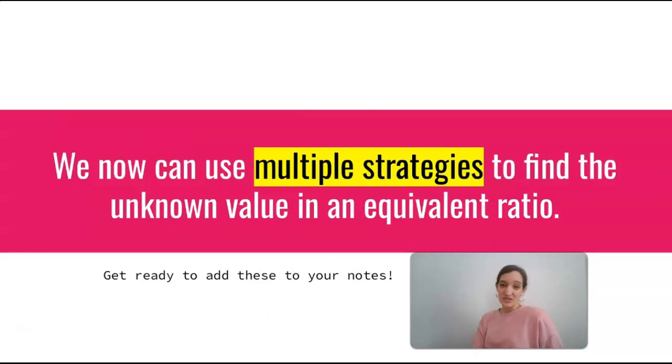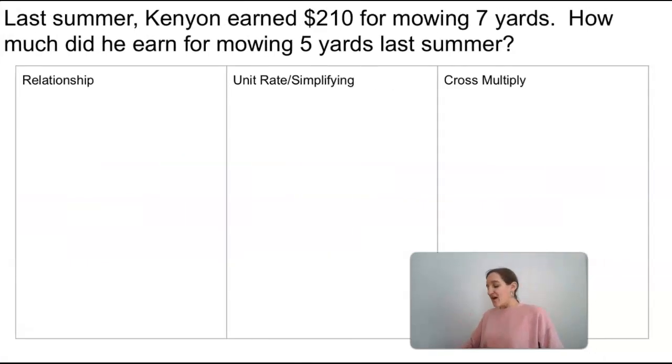I would suggest when you're doing something important like a mastery check or a test or a quiz to solve it 2 different ways, right? That way if you made a mistake in simplifying, when you cross multiply, you can see if they're the same, okay? All right, last summer, Kenyon earned $210 for mowing 7 yards.